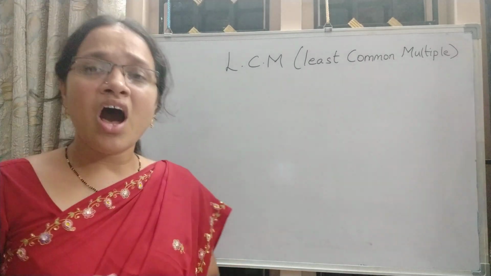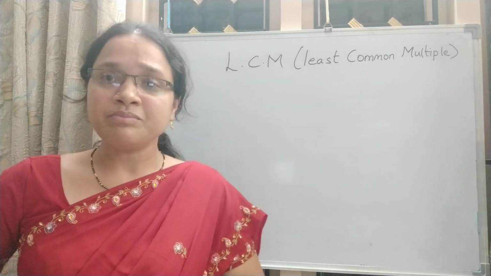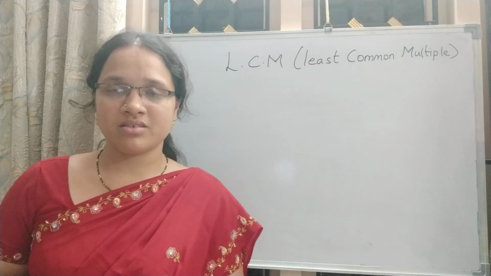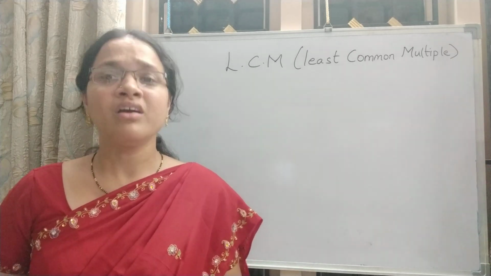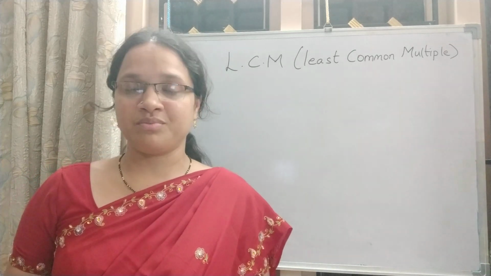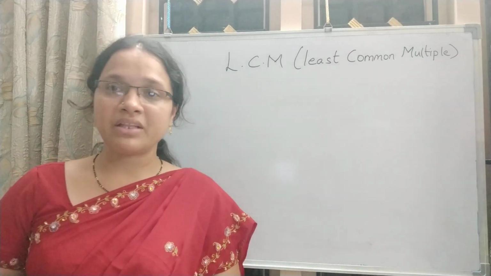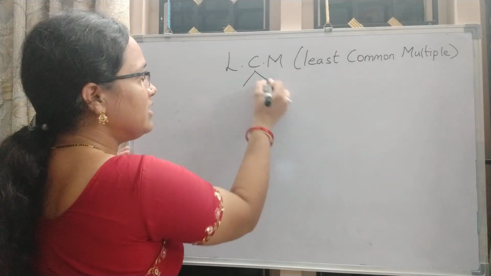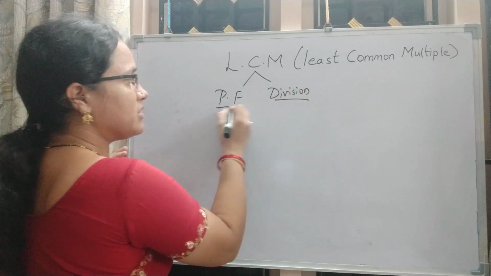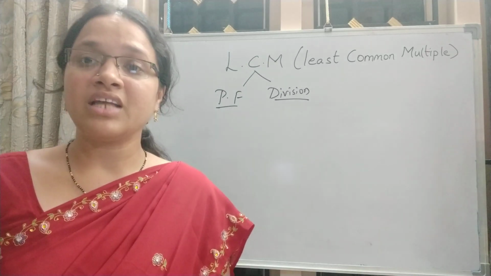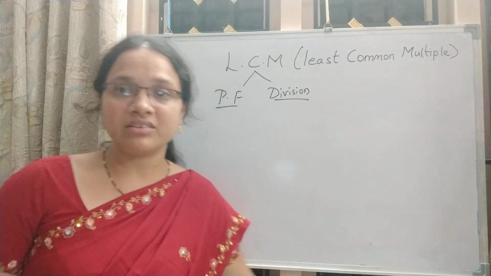Now, let us see how to find the LCM of two numbers. Actually, LCM can be found in two methods. One is the factorization method. Like how we have done our HCF, we can do it in the same method, but with a little change when we are about to write the answer. The second method is the division method. So there are two methods to find the LCM, that is the prime factorization method and the division method. Let us see one of the methods here.